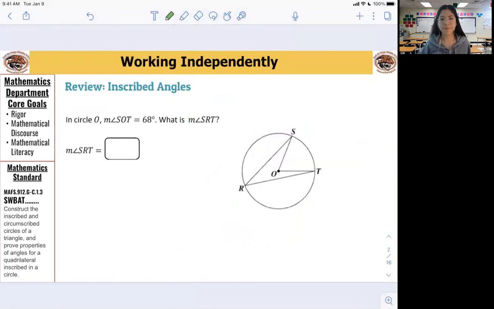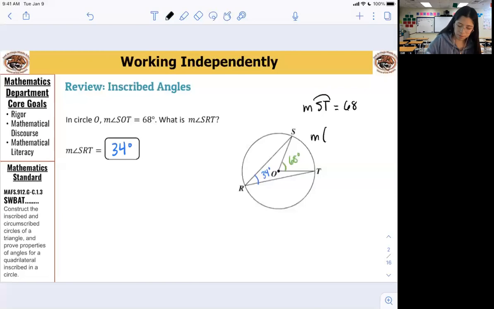So, okay, here we go. SOT is 68 degrees. What's the measure of SRT? 34. Easy, easy. What's the measure of ST? ST would be 68. Good.